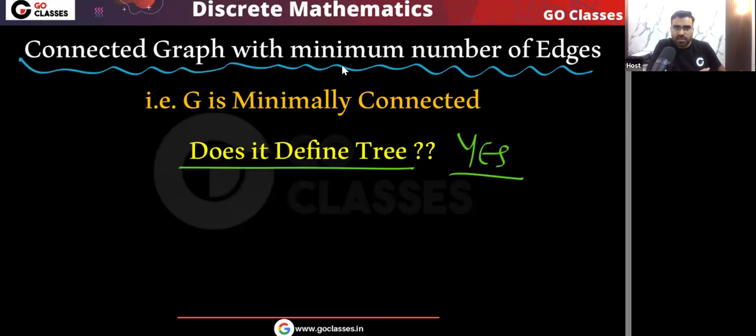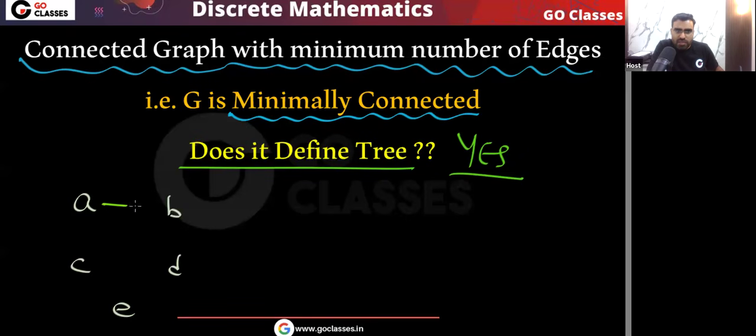You can easily check. Okay. So this is connected graph with minimum number of edges. You can see, if I give you, let's assume 5 vertices, and you create a connected graph with minimum number of edges, means minimally connected. Please understand. You create a minimally connected graph. Then will you put this edge? If you have to use minimum number of edges, will you put this edge?